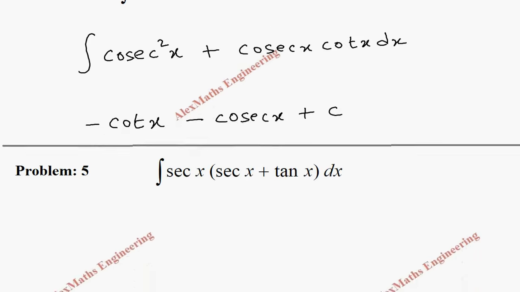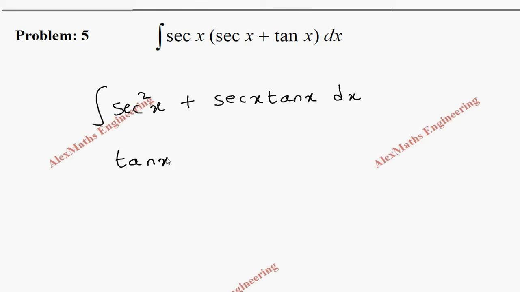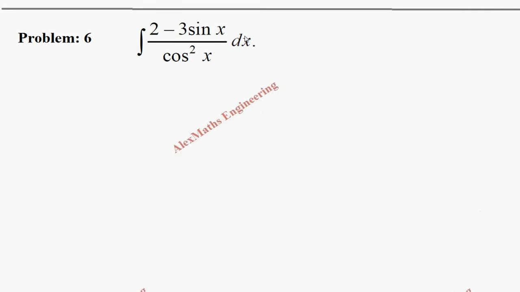In the same way, next problem, we have integration of secant x into secant x plus tan x. When I multiply inside, the first term will be secant square x and the second term is secant x tan x, then finally into dx. Then the formula for integration of secant square x is tan x, and integration of secant x tan x is secant x, and plus c.